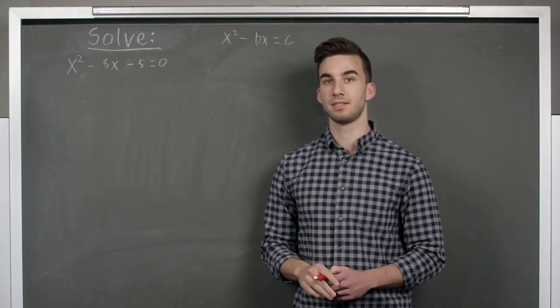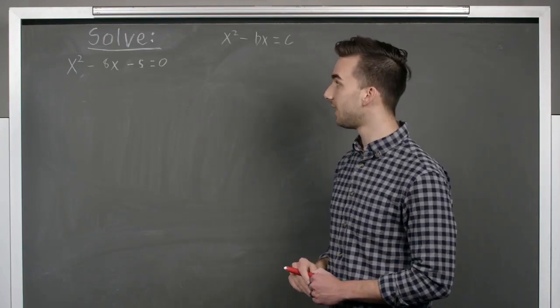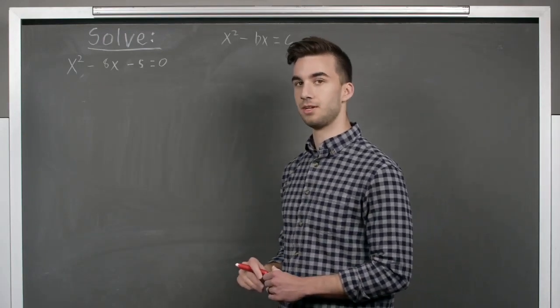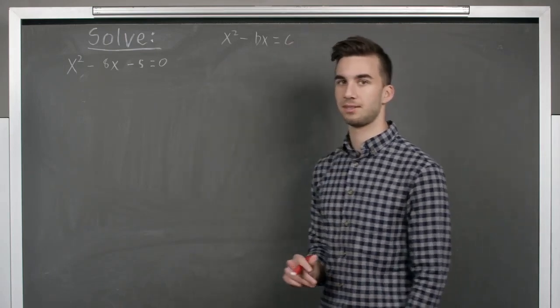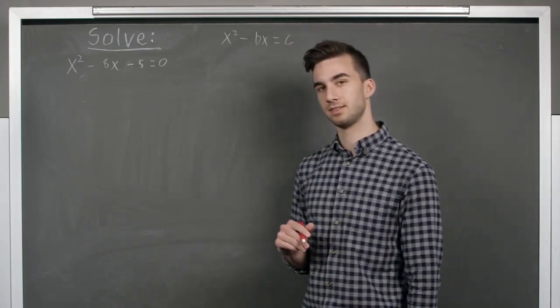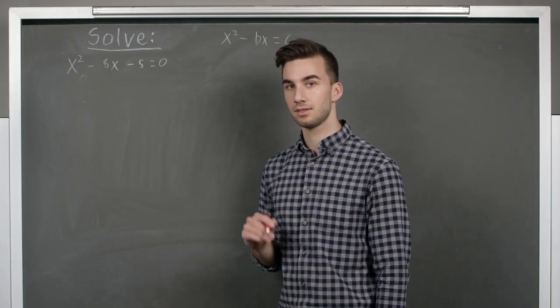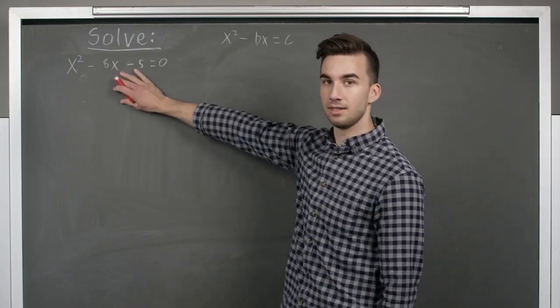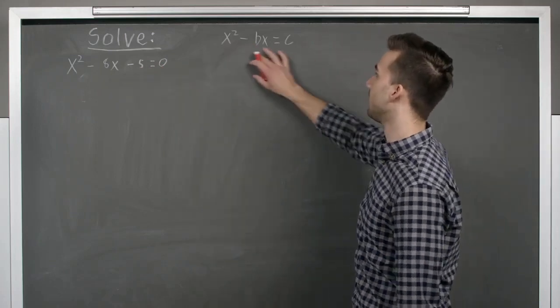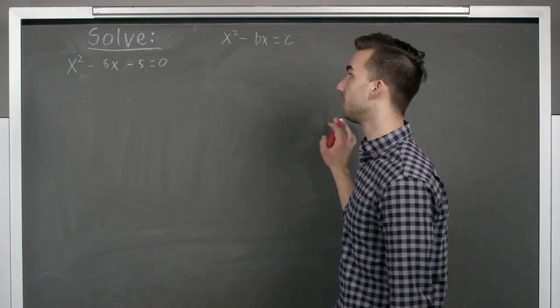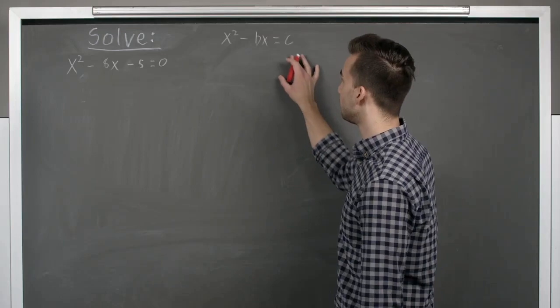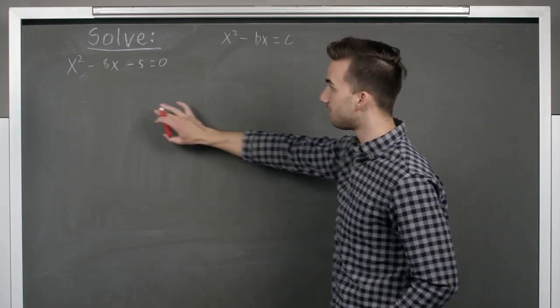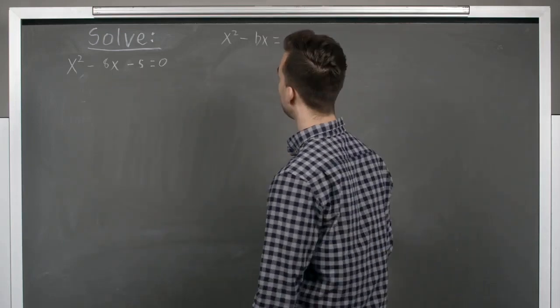So when we have an equation that we cannot factor like we would a normal trinomial, we can use another method of factoring that's known as completing the square. So how do we complete the square? Well, we just need to get the equation in this format up here: x squared minus bx equals c. So let's go ahead and do that for our example here.